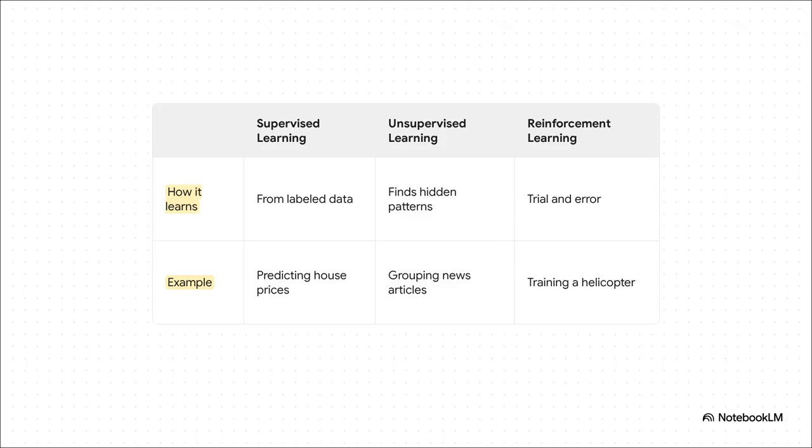And finally, there's reinforcement learning, which is all about learning from trial and error. It's kind of like training a dog. You give it a reward for good actions and discourage bad ones. This is the super powerful technique used to teach things like a helicopter how to fly all by itself.